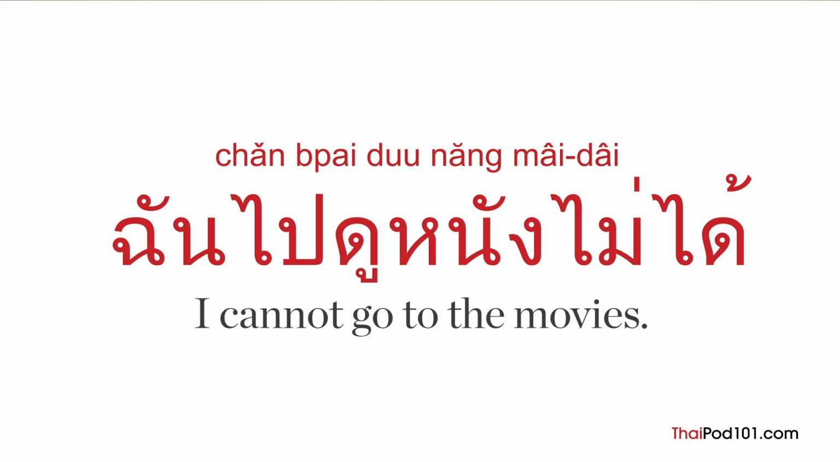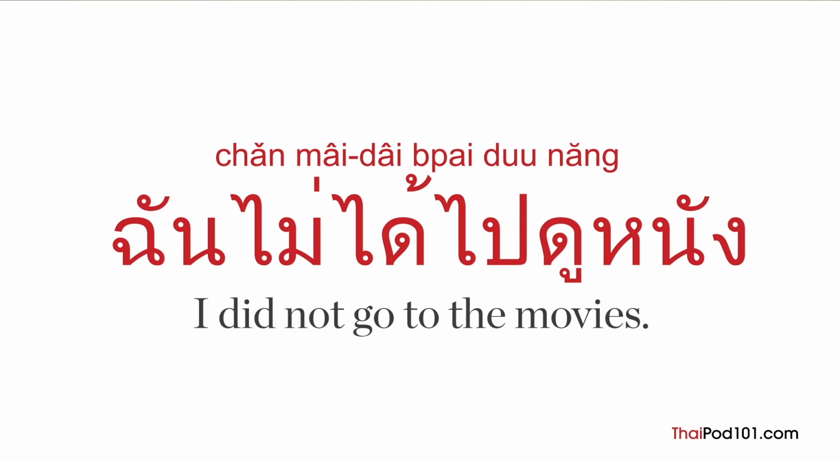Take, for example, ฉันไปดูหนังไม่ได้, I cannot go to the movies. As you can see here, the verb in this sentence is ไปดูหนัง. If we put ไม่ได้ after the verb, then the meaning becomes cannot. Now, let's take a look at the meaning of ไม่ได้ as a past tense form.